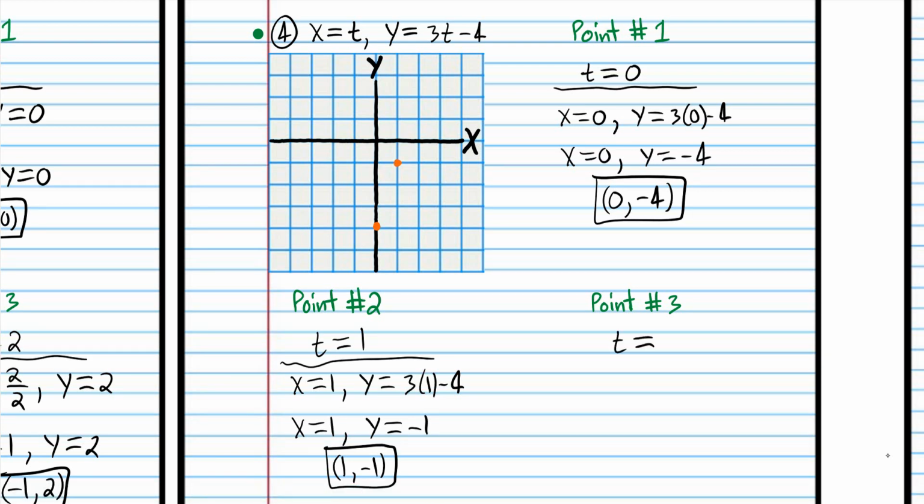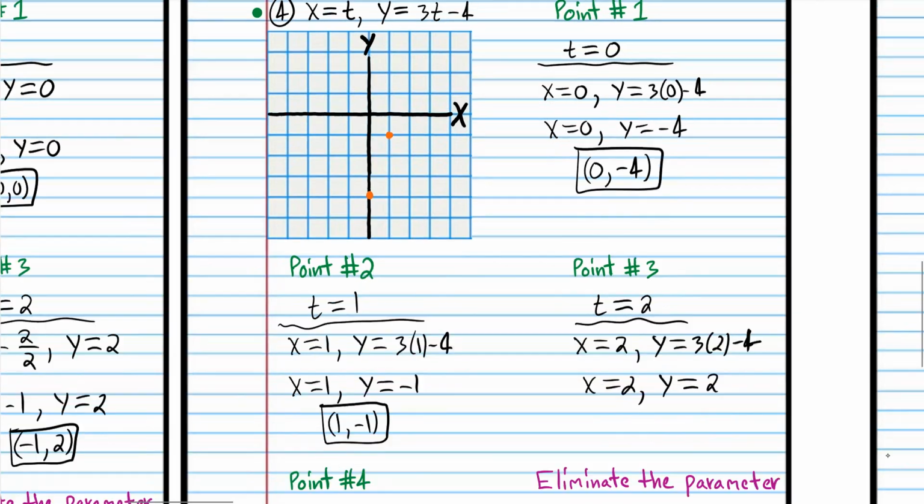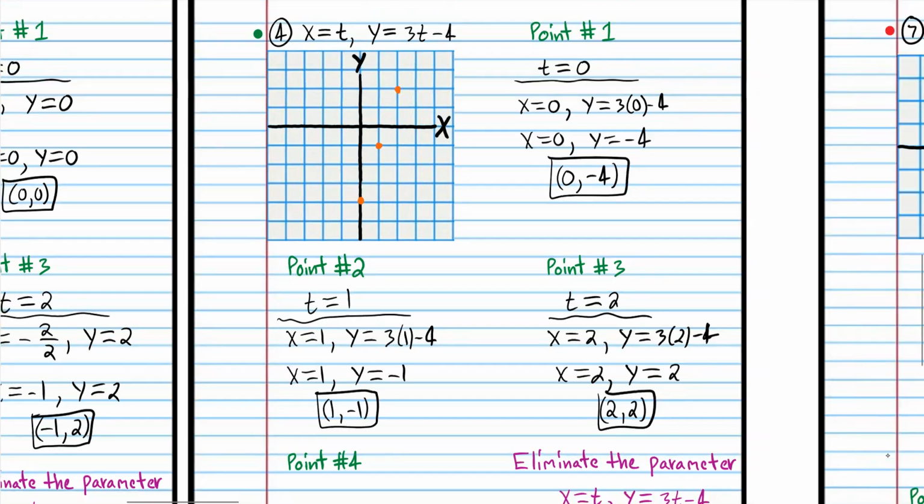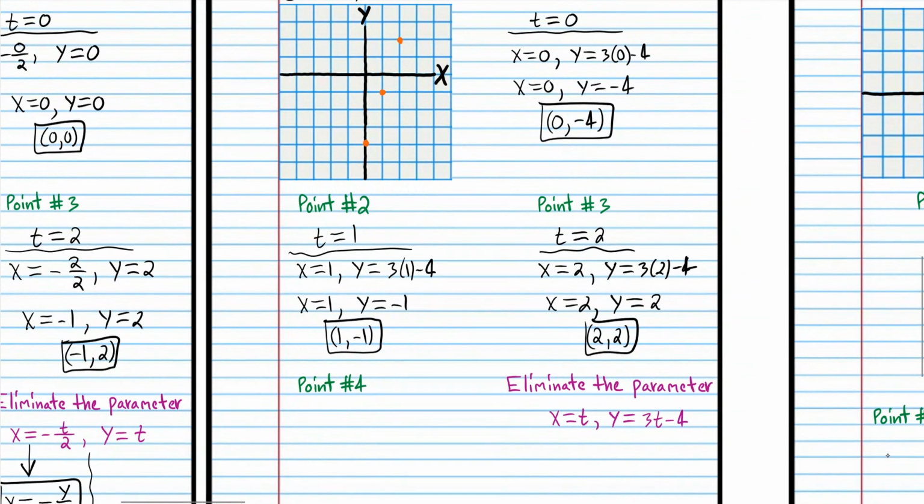And now let's choose, I think negative 1 is going to give us something off the scale. So let's choose 2. So we have x is equal to 2 and y is equal to 3 times 2 minus 4. So y is equal to 2. So we have the point 2, 2. And you can see that this is just going to be a line.